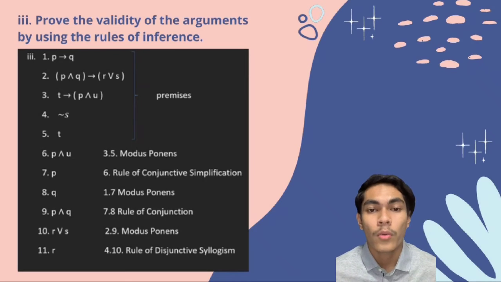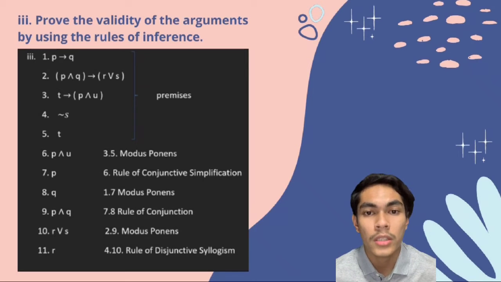For example, when we have two premises, the first one is P implies Q and the second one is P, and the conclusion is we get Q. The second one is rule of disjunctive syllogism. For example, the first one we have P or Q and the second one is negation P and the conclusion we get is Q.